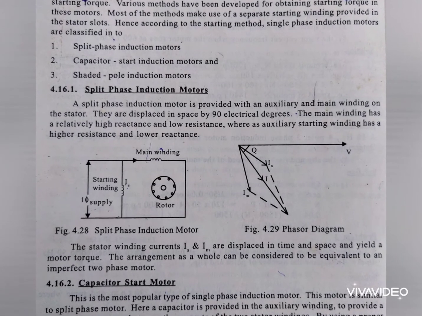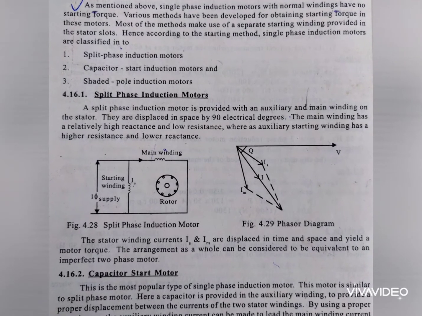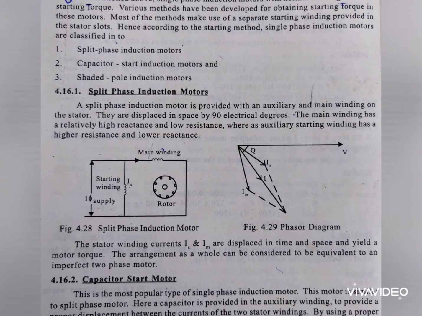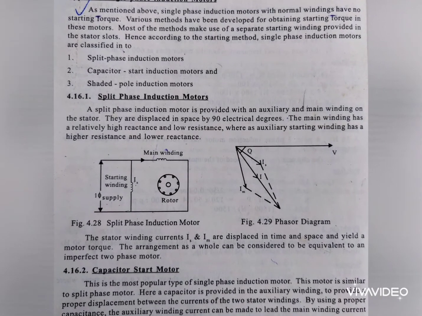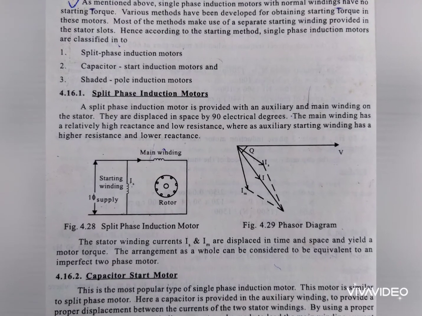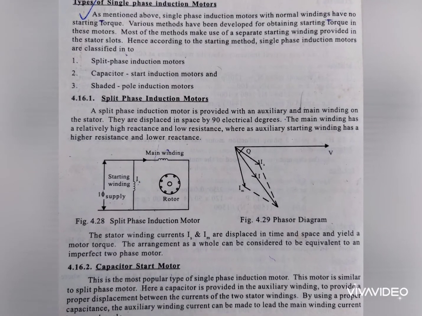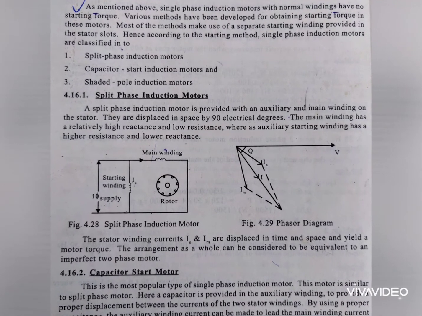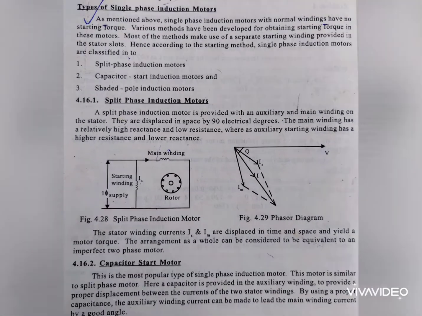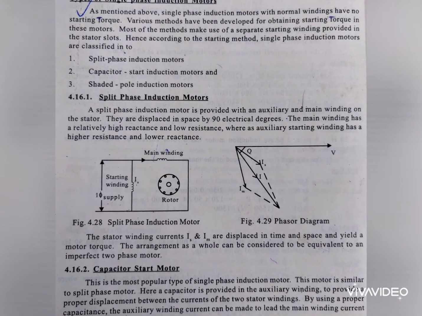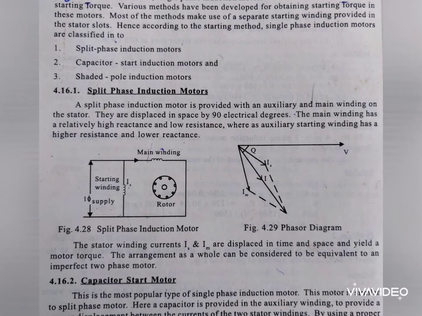What is a split-phase induction motor? Here, a starting winding or an auxiliary winding is used. Split-phase induction motor is provided with an auxiliary and main winding on the stator. They are displaced in space by 90 degrees electrical. The main winding has a relatively high reactance and low resistance, and the auxiliary winding has high resistance and a low reactance. So stator winding currents IS and IM are displaced in time and space and yield a motor torque. The arrangement as a whole can be considered to be equivalent to an imperfect two-phase motor.